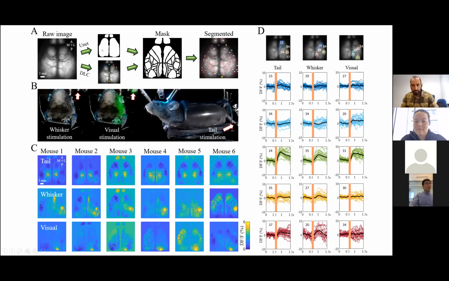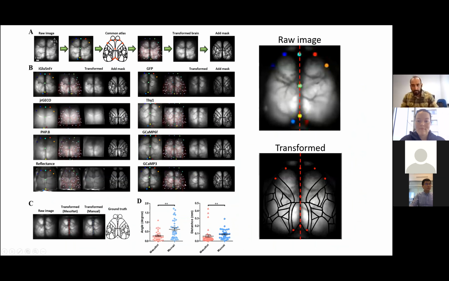Combined with another machine learning model, UNet, we can automatically rescale the atlas to the brain and then segment the brain into different brain regions. You can see that when we overlay the brain atlas on the sensory mapping data, the brain regions are aligned well with the sensory maps.